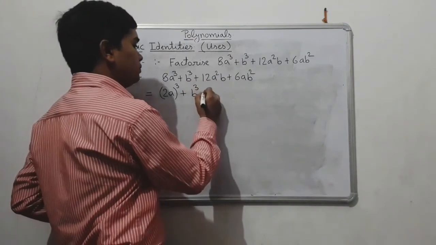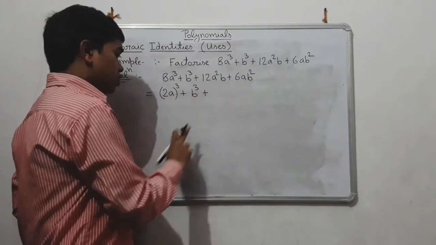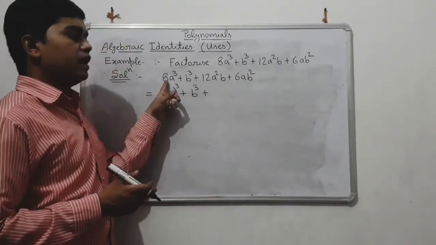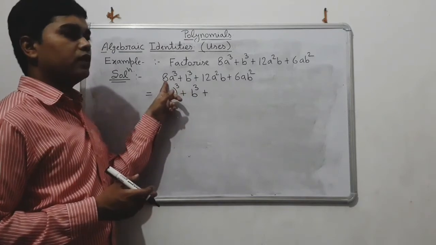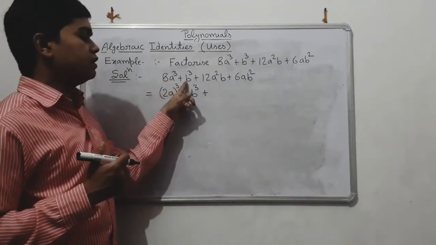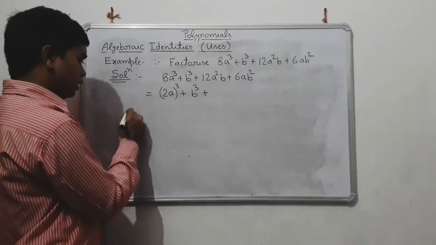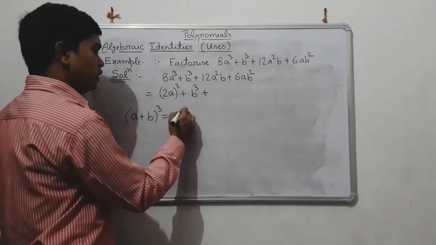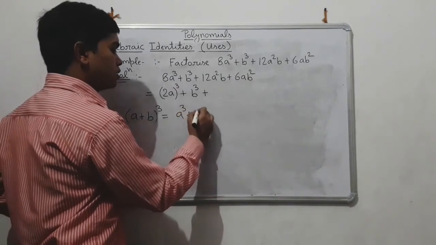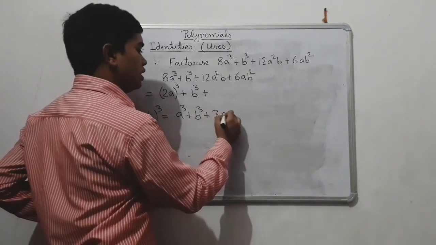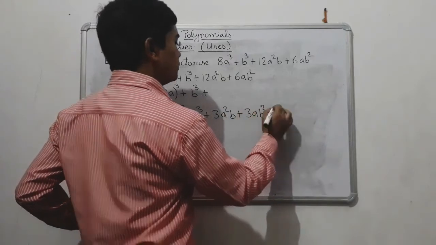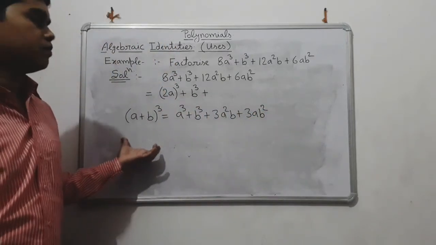Now what will you write here? Children, what formula will you use here? Suppose this is a, this is b. So here it is a cube and it is b cube. So we have a formula: (a plus b) whole cube is equal to a cube plus b cube plus 3a square b plus 3ab square. Okay, this is the formula of (a plus b) whole cube.